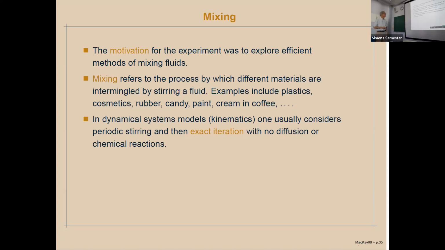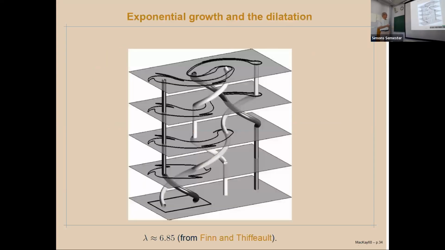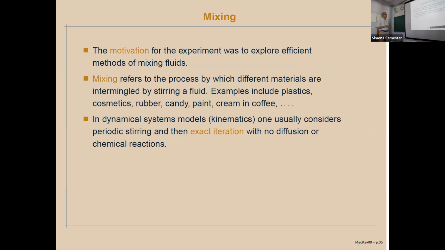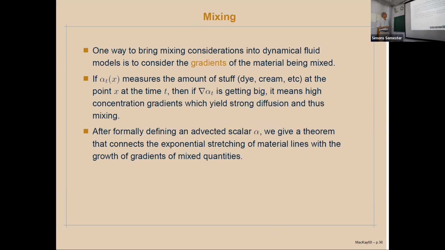coffee, etc. And we're going to use a dynamical systems model, so we're going to ignore diffusion and chemical reactions. So the honest story is that eventually the mixing is done on small scales by diffusion, but we're ignoring all that. And so the point here is when you have close layering of lines, then at that small scale diffusion takes over. So good mixing is characterized by big gradients where things which once were far apart are close together. And that'll be the theorem. Okay, and again, we use iteration, periodic stirring. These are all simplifying assumptions.